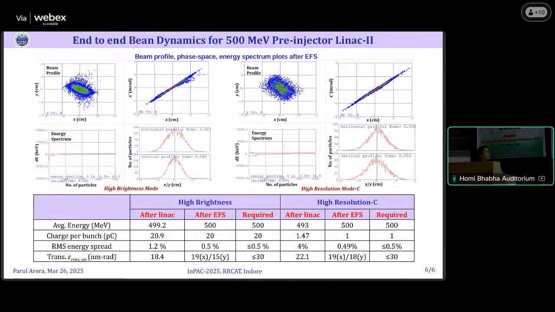And finally, these are the results for the high brightness mode, which was the comparatively easiest mode for us, and the high resolution mode, which was most stringent due to the maximum charge per bunch. In this table we have listed the beam parameters after the Linac and after the energy filtering system, and we were getting the required parameters in both the modes. So these were the two extreme modes, and here we were getting the emittance and the energy spread for both. Thank you.